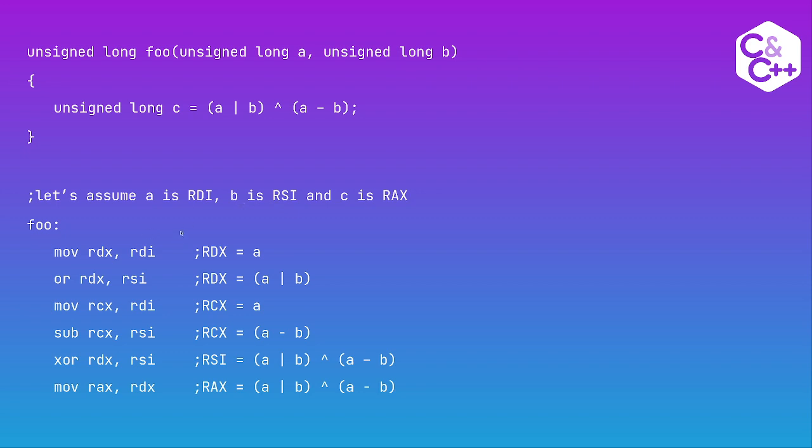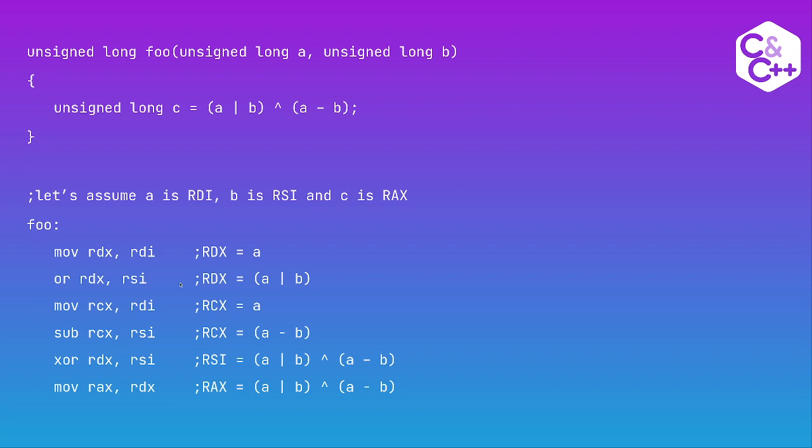So RDX is equal to A after this move instruction. Then we have to OR that with B. Since when we do an OR, the second operand won't change, we can safely do OR RDX, RSI, which will OR and store the value in RDX. So after this instruction, RDX is equal to A or B.